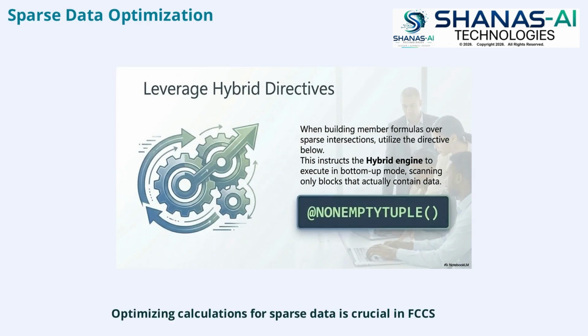Optimizing calculations for sparse data is crucial in FCCS. The EDMCS directive ensures that only relevant data blocks are processed, improving speed and efficiency. This approach minimizes unnecessary computation and keeps your application responsive.